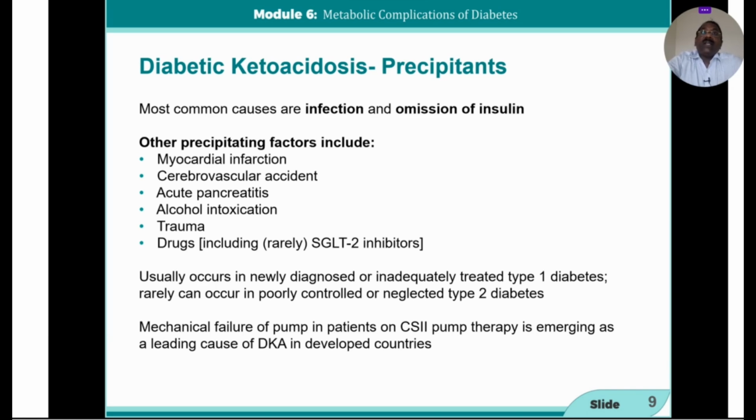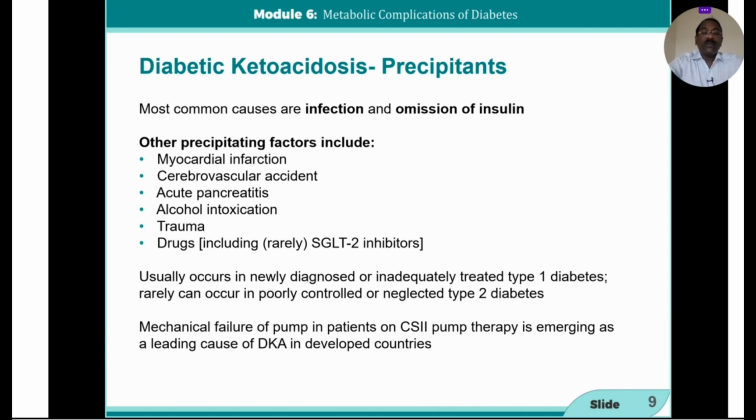When the blood sugars are very high, the cardiologists are worried because there may be a possibility of getting DKA. In the presence of MI and DKA, the mortality will be very, very high. So that is a very important reason. DKA usually occurs in newly diagnosed or inadequately treated type 1 diabetes. Rarely, it can occur in poorly controlled, neglected type 2 diabetes.